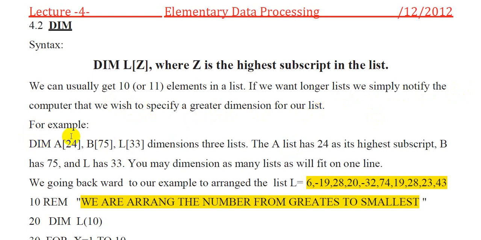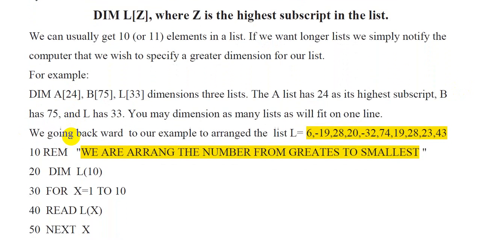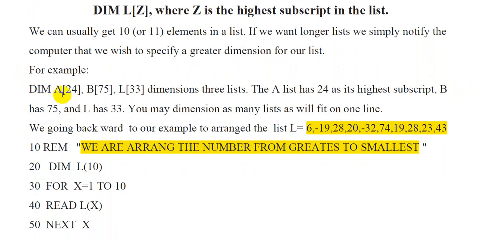For example, here, as you can see, dim A 24, B 55, and L 33. This dimensions three lists. The A list has 24 as its highest subscript, the B list has 75 as its highest subscript, as well as the L list has 33 as its highest subscript.